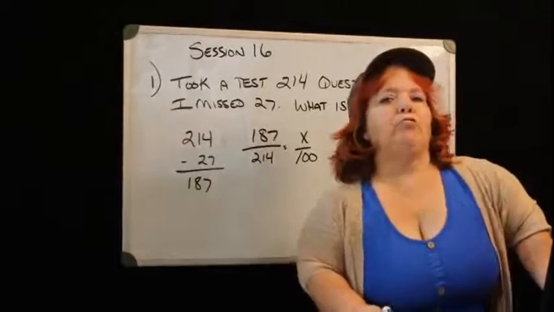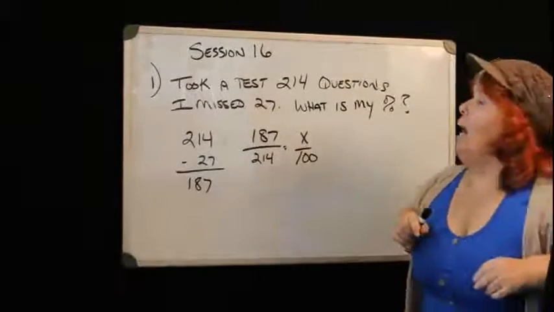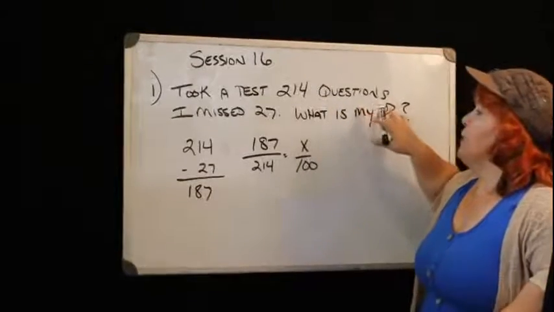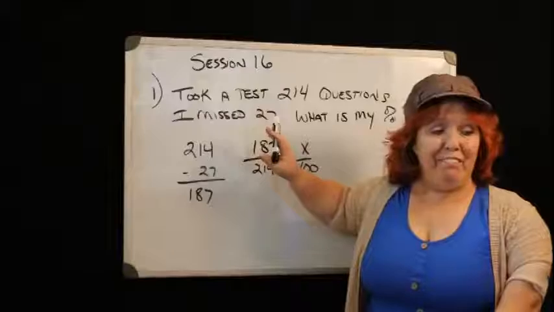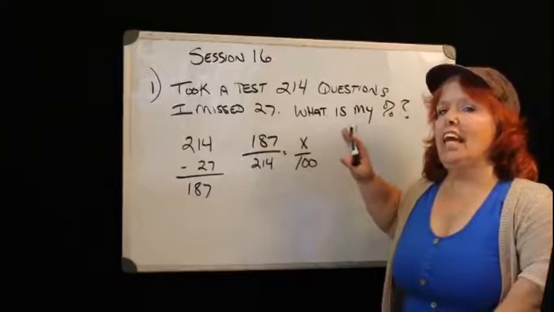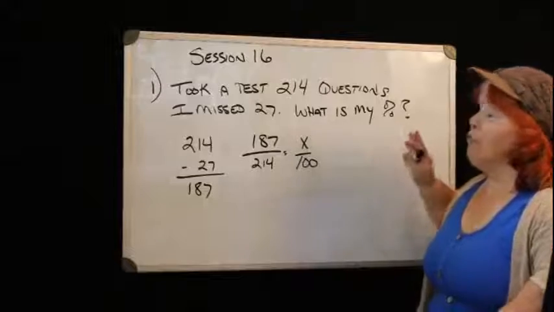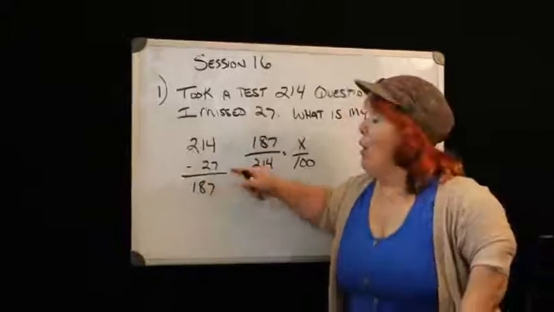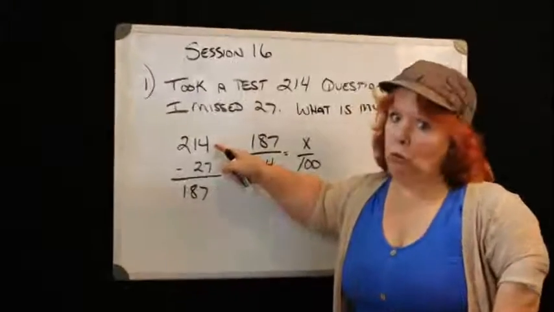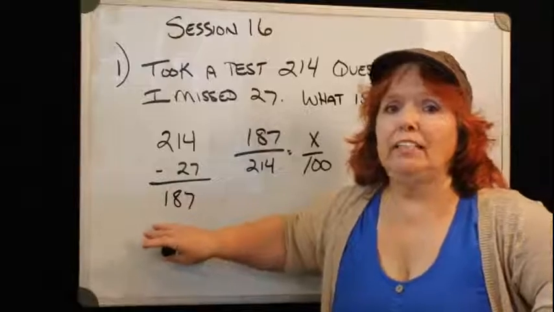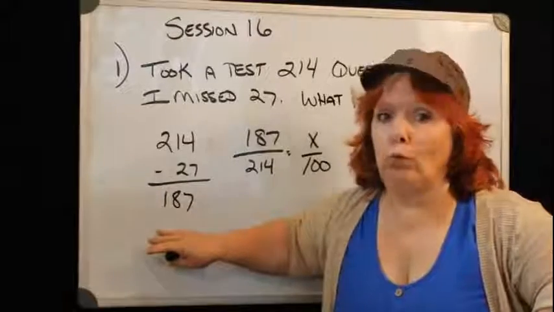Okay, so our first question was, I took a test with 214 questions. I missed 27 of those questions. What percentage did I get? So what I needed to do first is take the 27 that I missed away from the 214, which is the total questions, right? Which gave me 187. 187 questions I got correct.